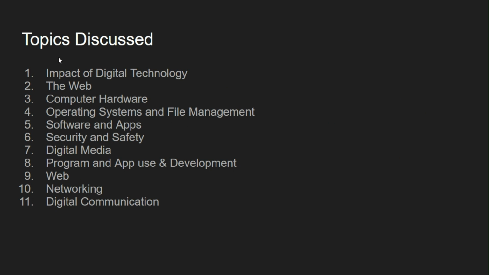These were the topics that were discussed in our semester. So there were basically 11 core topics. The impact of digital technology, that basically has to deal with your digital literacy. How literate are you when it comes to the digital world? Okay, then we talked about the web, which is basically the internet. We talked about the idea of computer hardware, your basic CPU, RAM, motherboard, so on and so forth.